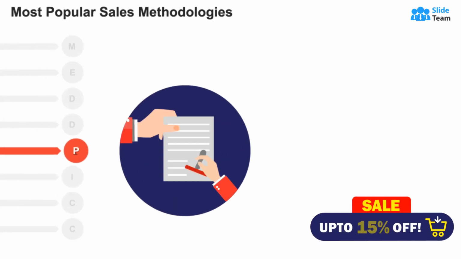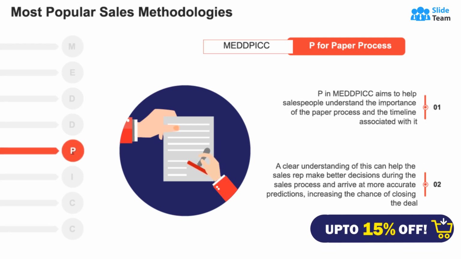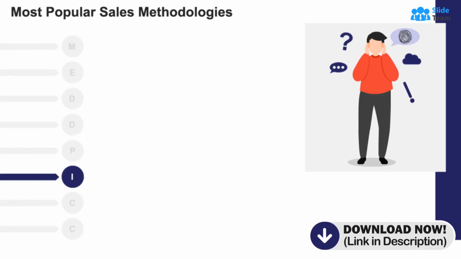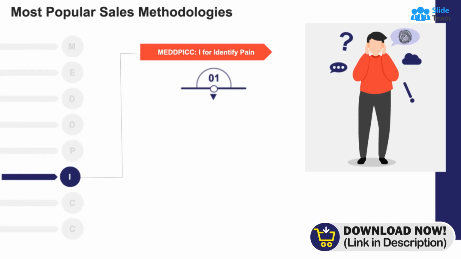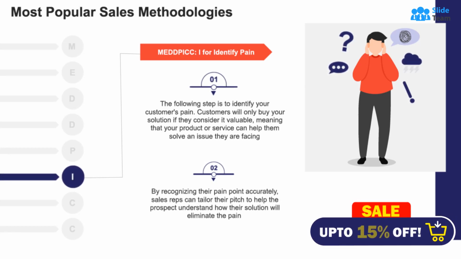P denotes paper process. It helps you in dealing with the dreaded paperwork and helps you make informed predictions to impress the client. The I is to identify pain. It helps you recognize the problems your client is facing and reach a satisfactory solution to resolve the customer's needs in relation to the pain point.